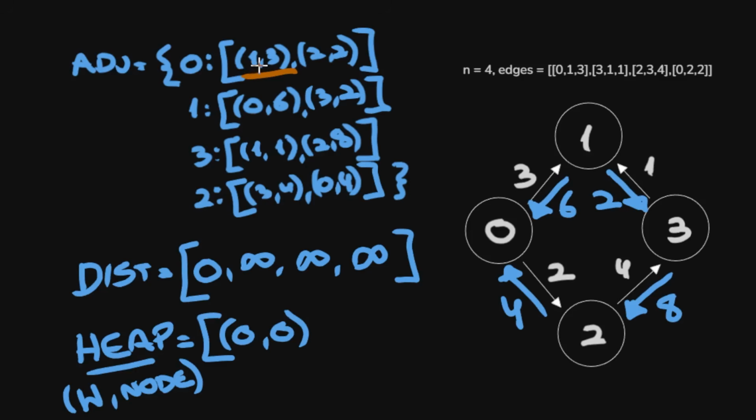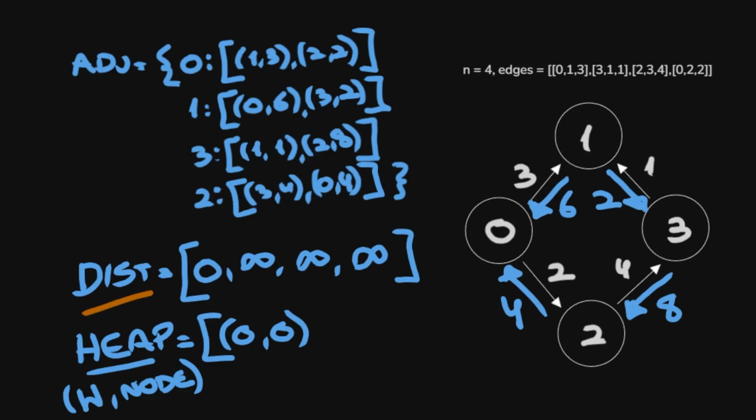The first one corresponds to the endpoint of the current edge, and the second one is the corresponding weight for this edge. For example, if we take this tuple, this means that we have an edge between 0 and 1 with a weight of 3. We are looking at this edge, and so on.